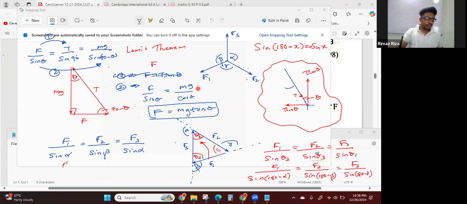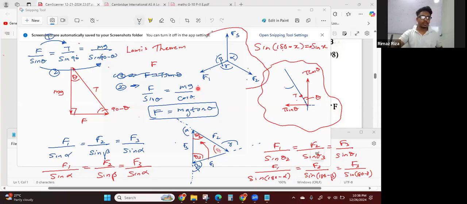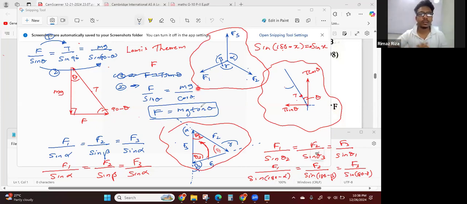So therefore here we get F1 over sine alpha equals F2 over sine beta equals F3 over sine gamma. So therefore, Lami's theorem you can apply in either representation. Whatever the angle goes here, the opposite to that is angle theta 2. So either way, we can write Lami's theorem.